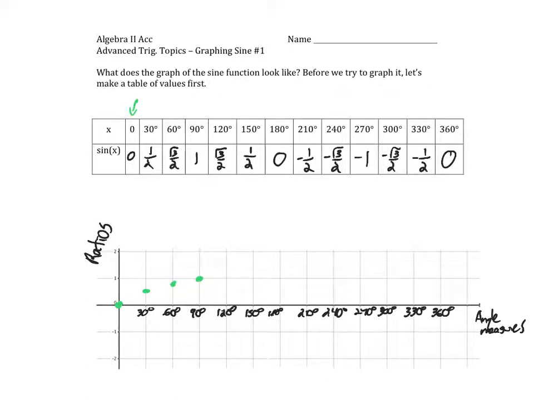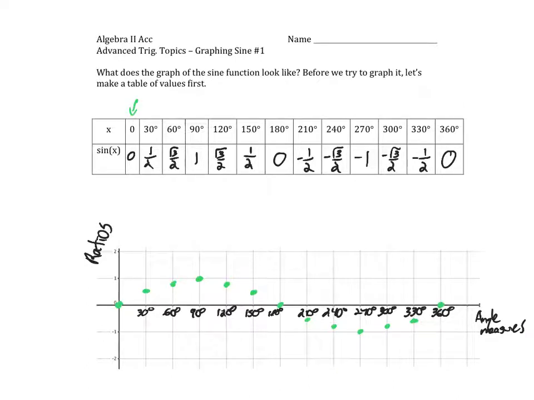Right after that, my graph starts going down. So 120 is root 3 over 2. It should be the same height as the point you made at 60 degrees. 150 is 1/2, and 180 is 0. Notice now after this, my next points start becoming negative. 210, I get negative 1/2. 240, negative root 3 over 2. 270, negative 1. 300, negative root 3 over 2. 330, negative 1/2, and 360, I'm back to 0.